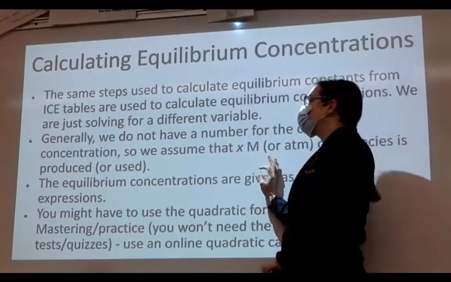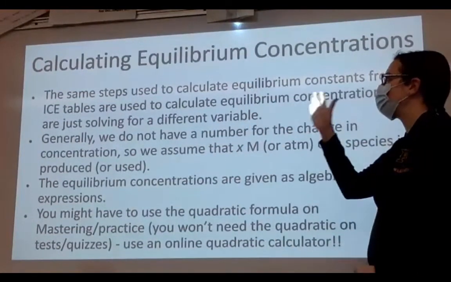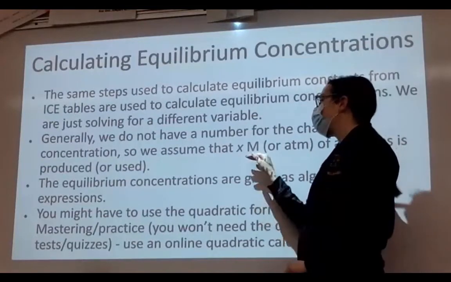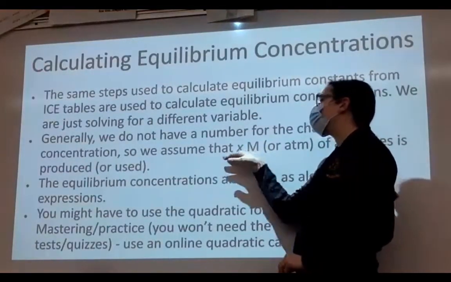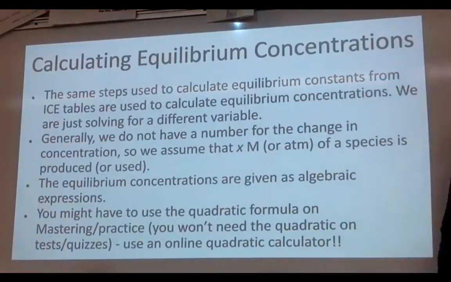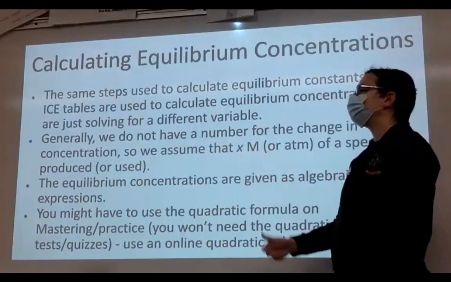And so the difference between what we looked at before and what we're going to look at today is that if we don't know the change, we're going to use the variable x. So we're going to assume that it changes by x molar or x atm. And we're still going to use the stoichiometry, but now we're going to have a variable.